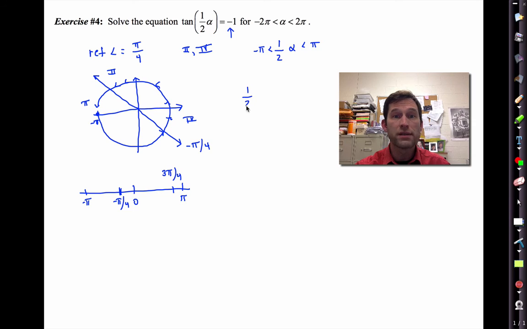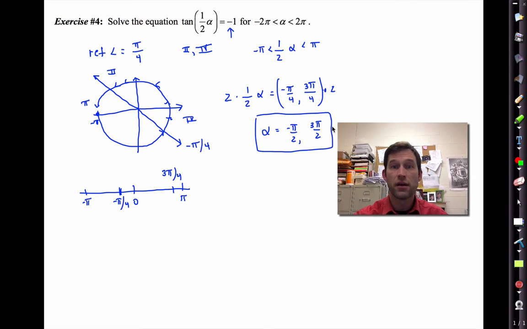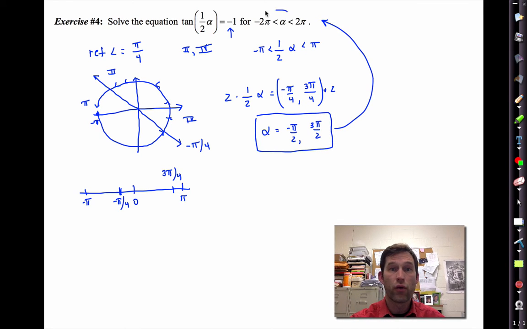So what I know now is that 1/2 alpha is either -pi over 4 or +3 pi over 4. To figure out what alpha is, I'll multiply both sides by 2, and I'll find alpha is -pi over 2 and 3 pi over 2. Both of which fall very nicely within my original interval, right? It's got to be the original interval.